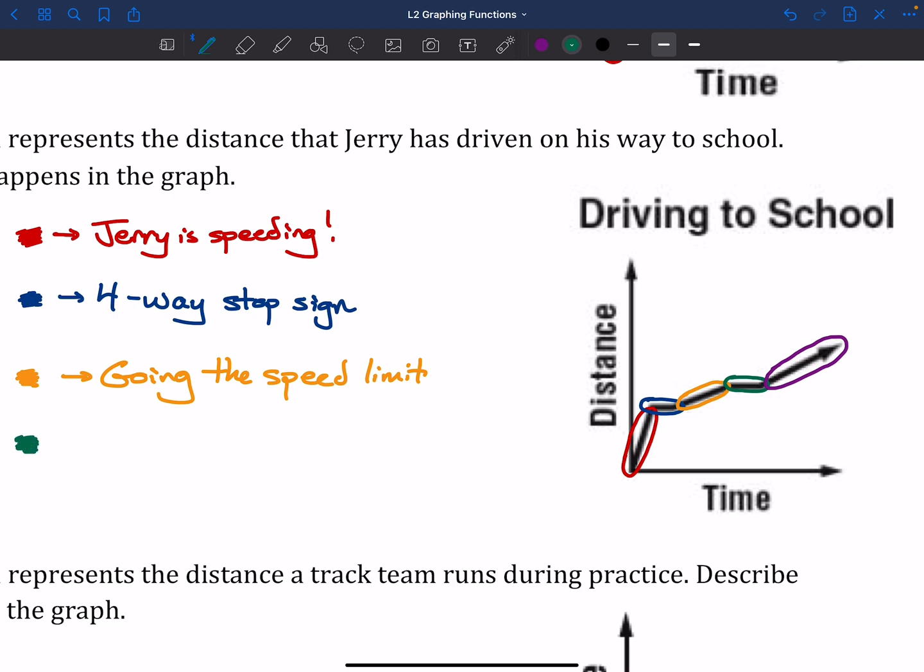We then get to that green piece, where again, we're stopped. I don't know, maybe it's another 4-way stop. Maybe this is a red light. Oops. Pencil's doing something funky there. That's all right. So maybe we hit a red light there, but we didn't have to wait too long, and then all of a sudden we were back on our way. That purple piece at the end, again, we're traveling forward. We're gaining distance. It's going up. So again, we're going the speed limit, probably.